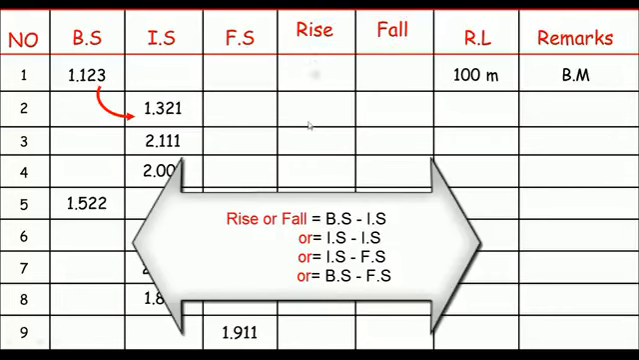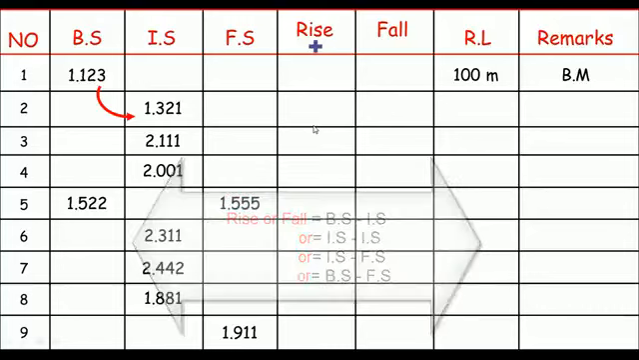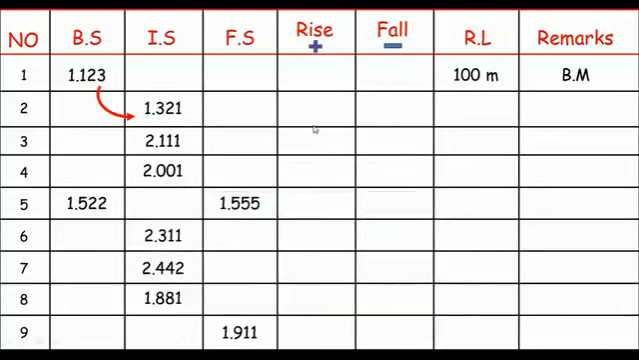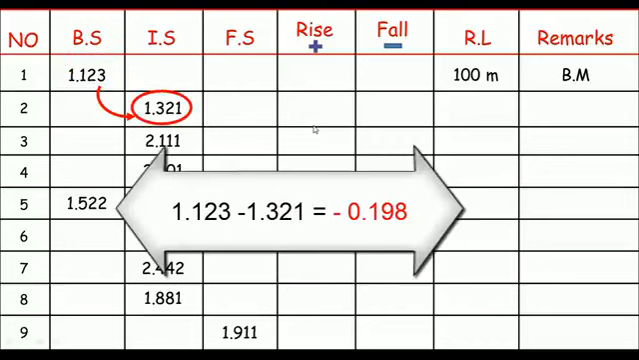When the subtraction value is positive, it means it's a rise. When the subtraction value is negative, it means it's a fall. Like 1.123 minus 1.321, this is of course just a fall. I'm not putting the minus sign over here because the column of fall contains all the values having minus.